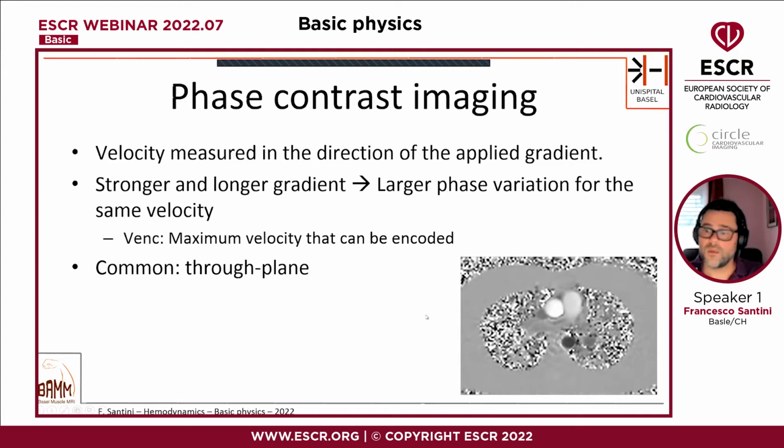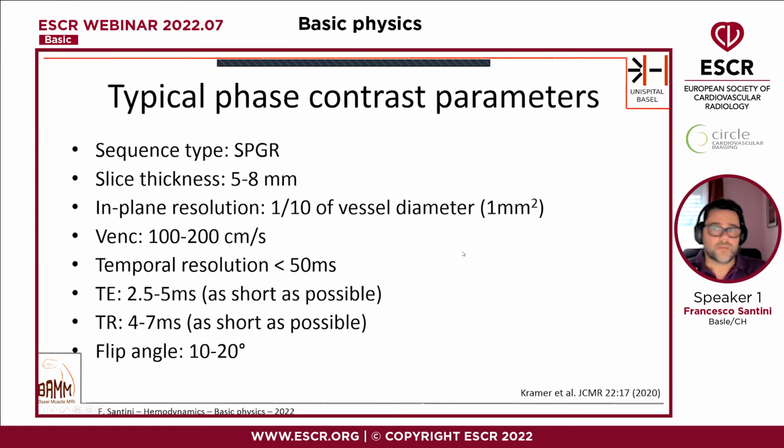Commonly, the velocity sensitivity is through plane, which means we are measuring the velocity that is going through this, in this case, axial plane. This is the aorta, ascending and descending aorta. Okay, so the typical sequence, we know that we have to add this gradient that is called a bipolar gradient. But of course, there are some sequences that are more adapted to this, and some are less.